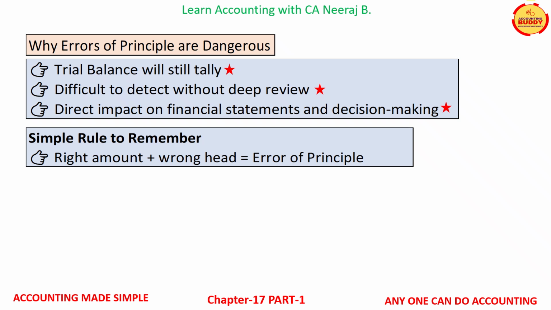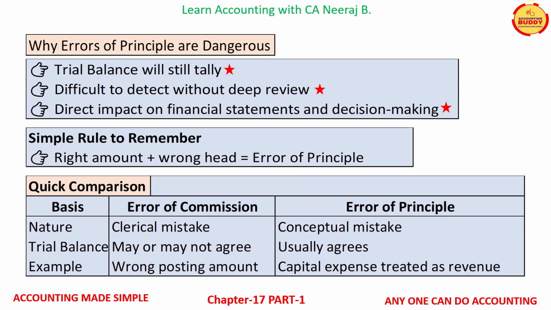Let us understand how error of commission is different from the error of principle by making a simple comparison. Error of commission is a clerical mistake in nature, while the error of principle is conceptual mistake in nature. In case of error of commission, trial balance may or may not match, while in case of error of principle, trial balance usually agrees. Wrong posting of an amount is an example of error of commission, while the capital expense treated as revenue expenditure is an example of error of principle.